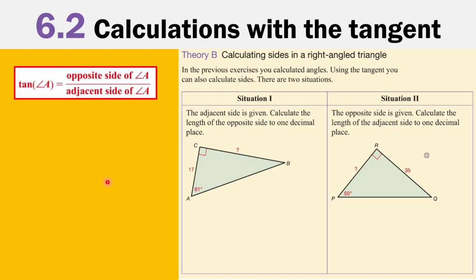Welcome back everyone to more 6.2 calculations with tangents. There's not really a lot of new things in theory B, it's just they're going to give you multiple situations, scenarios, and they want you to now practice what happens if you have an adjacent side given and what happens if you have an opposite side given.